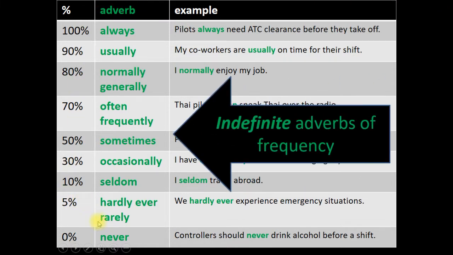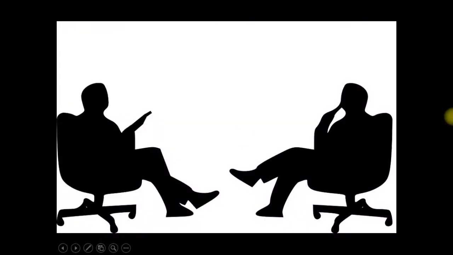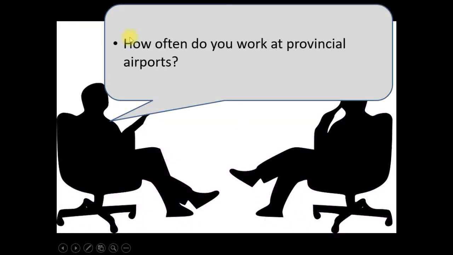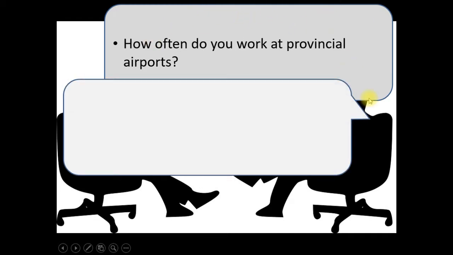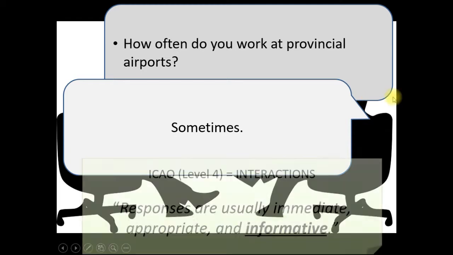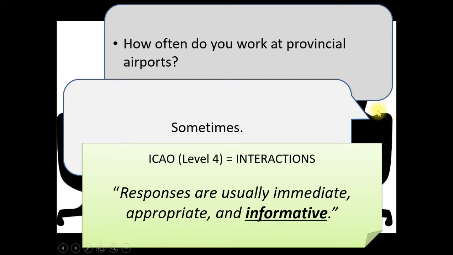Now, these types of adverbs of frequency are what we call indefinite adverbs of frequency. So indefinite means that it does not define the exact frequency. So for example, sometimes doesn't tell us exactly how often. Now, in the exam, if the examiner asks you, how often do you work at provincial airports? And you say, sometimes. Is that true? Yes, it's true, but it's not a good answer, obviously.